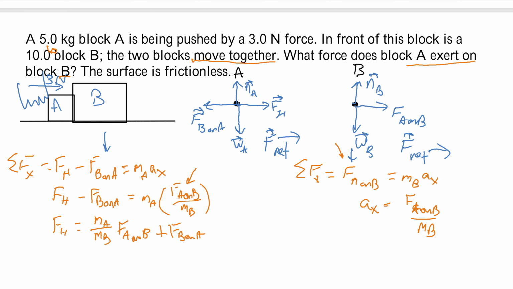Now, FA on B and FB on A are the same force, right? So I can call FB on A the same thing as FA on B. So I'm going to switch this here to FA on B. We don't have 2 FA on B. We just have FA on B sitting there, and we have FA on B sitting somewhere else right now. But what I can do is I can factor out a GCF. So now I have F sub H equals, now factor out a GCF of FA on B.